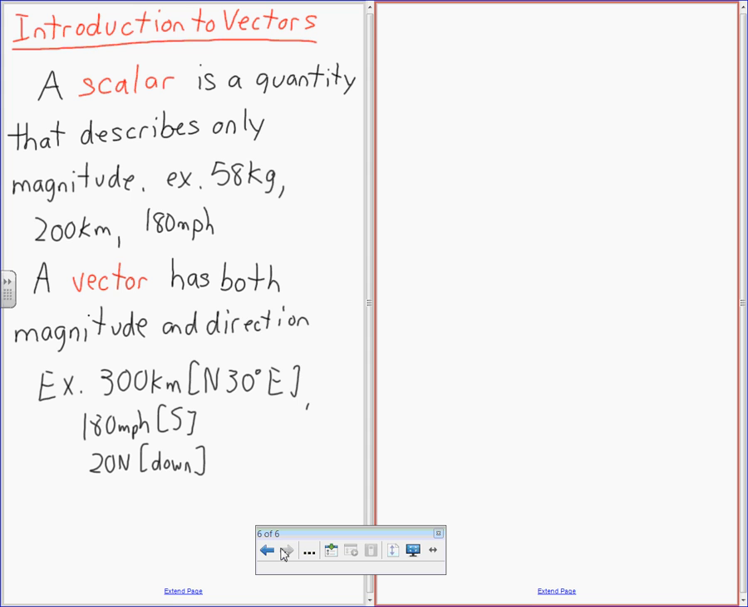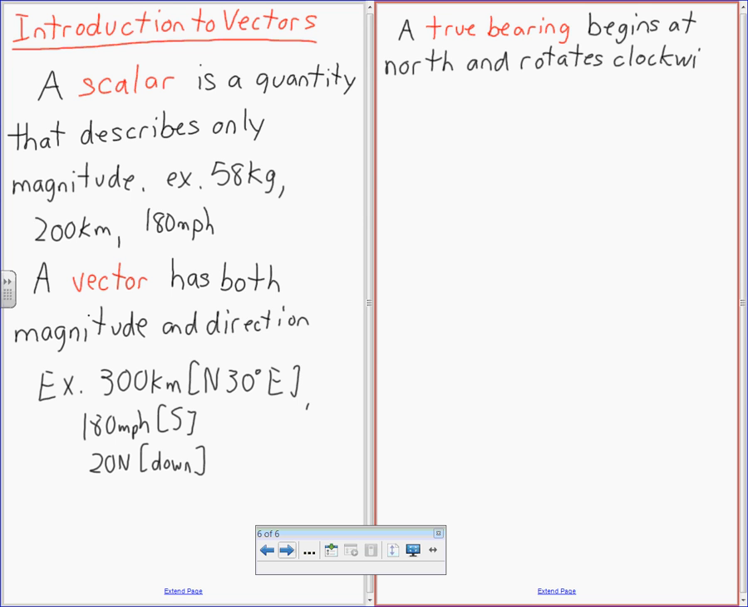A true bearing begins at north and rotates clockwise. And Mr. Walter's a big fan of this. If you took his grade 11 course for trig, he loves true bearings. We'd say the angle is 190 degrees. That's what he would use. I'm more a fan of the second one, but you're required by law to teach both of them to you.